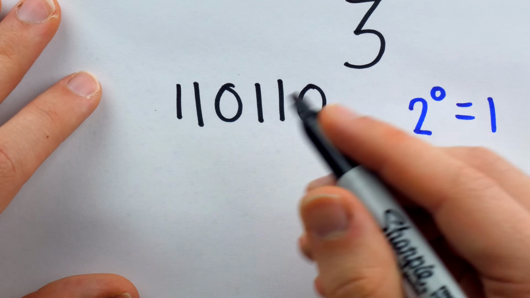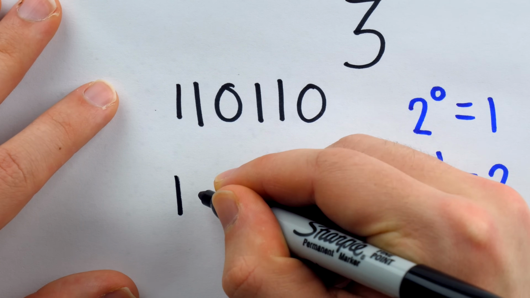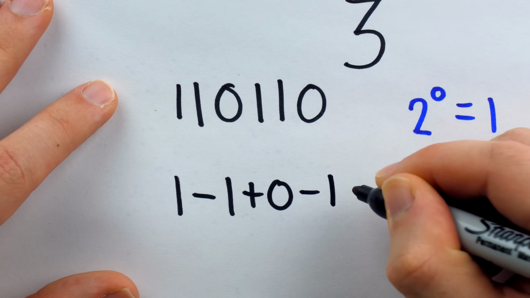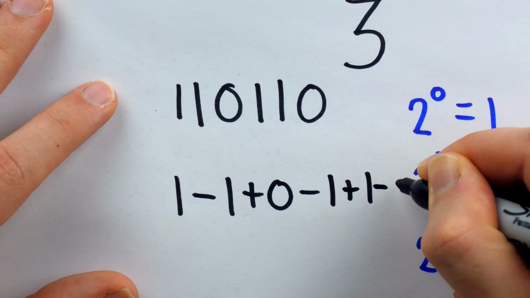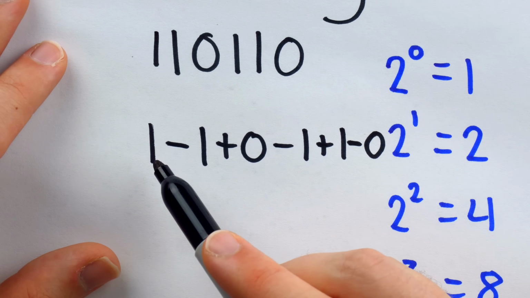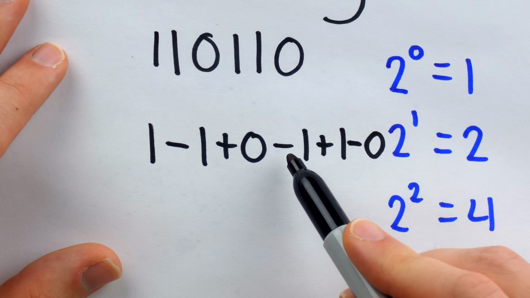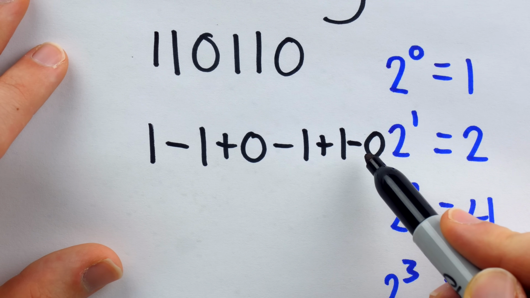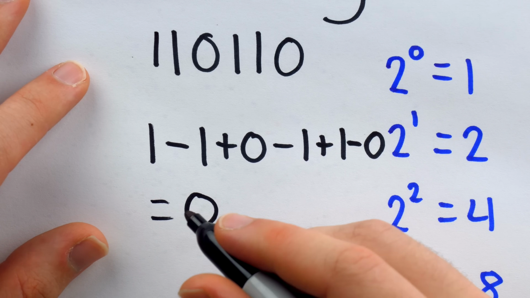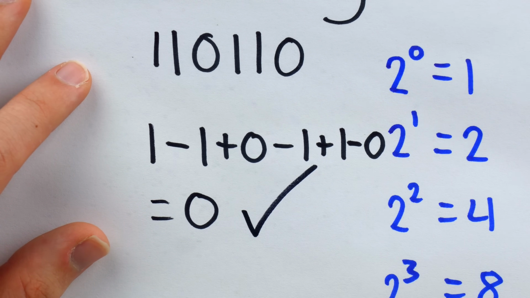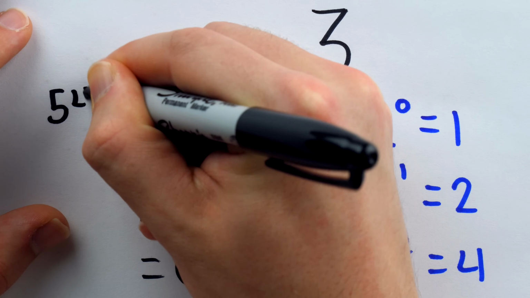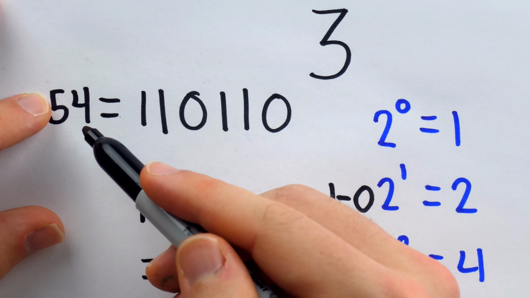To see if it's divisible by 3, we take the first bit, subtract the second bit, add the third bit, subtract the fourth bit, add the fifth bit, subtract the sixth bit. It's just the alternating sum of the bits. We see that this is 1 minus 1 is 0, minus 1 is negative 1, plus 1 is 0, minus 0 is 0. This is equal to 0, and if you get 0 when you do this, then yes, it's a multiple of 3.